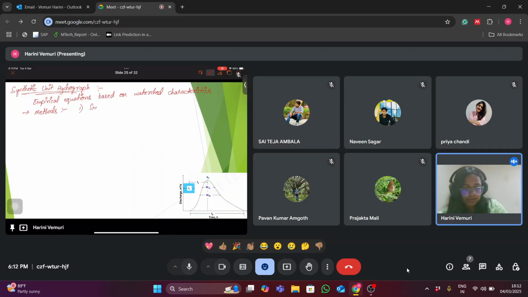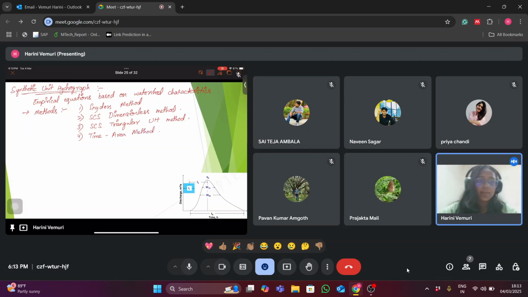One popular method, which is most commonly used, is Snyder's method. The second one is the SCS dimensionless method. The third one is the SCS triangular unit hydrograph method. And the fourth one is the time area method. We will be discussing all these four methods, but mainly we will be concentrating on the first three methods.